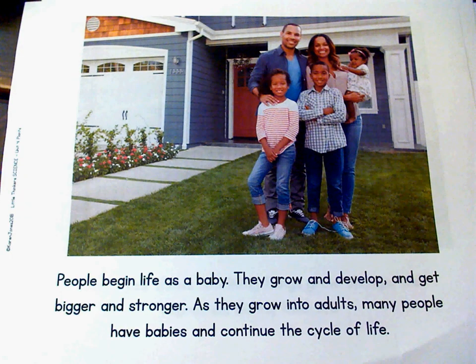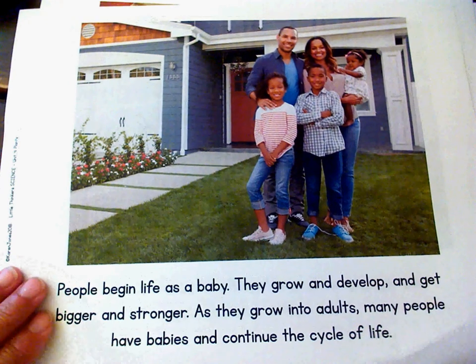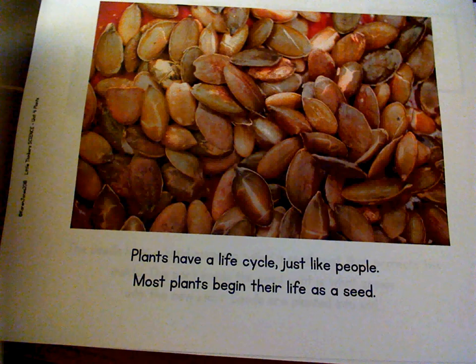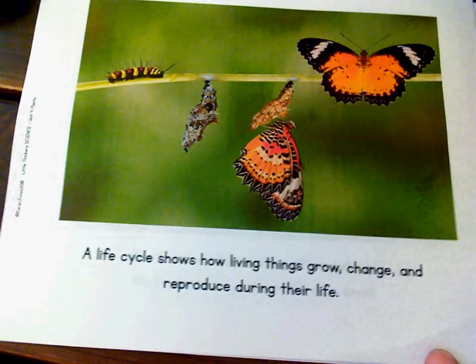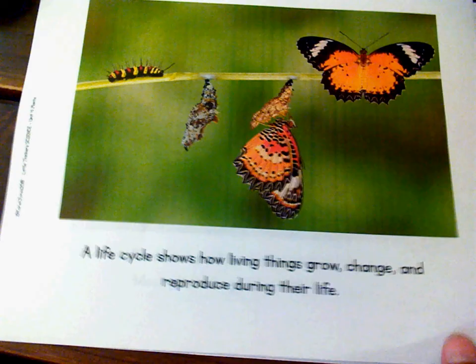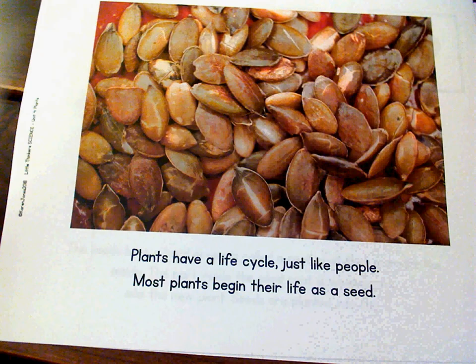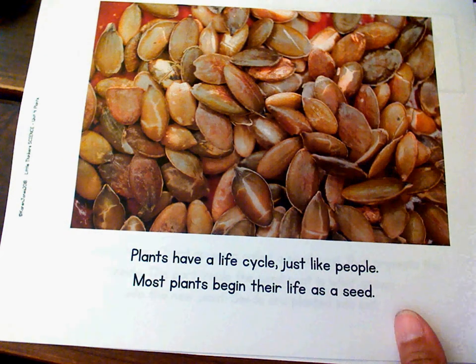People begin life as a baby. They grow and develop and get bigger and stronger. As they grow into adults, many people have babies and continue the cycle of life. A life cycle shows how living things grow, change, and reproduce during their lifetime. Plants have a life cycle just like people.